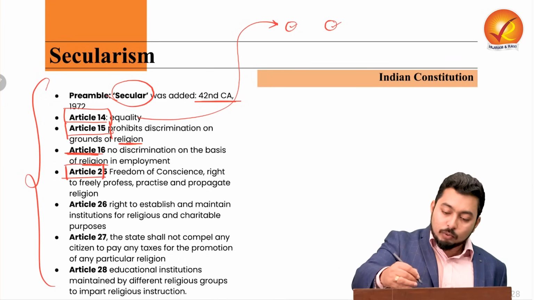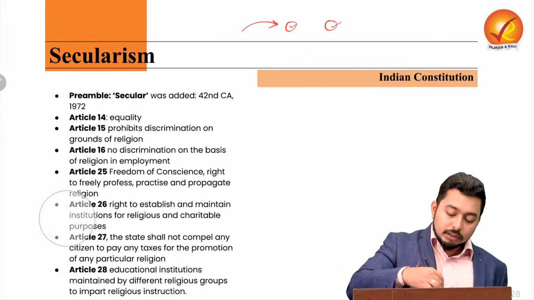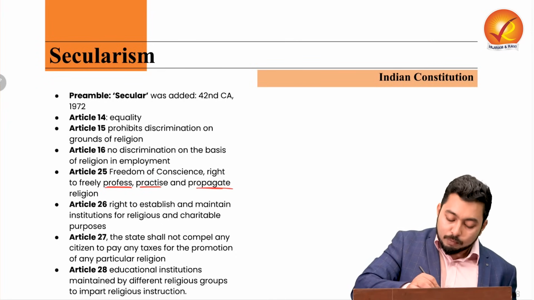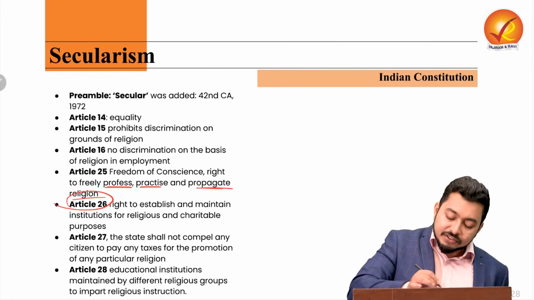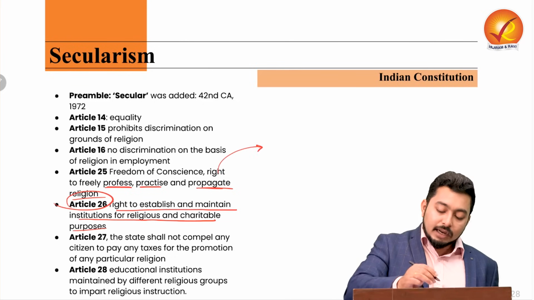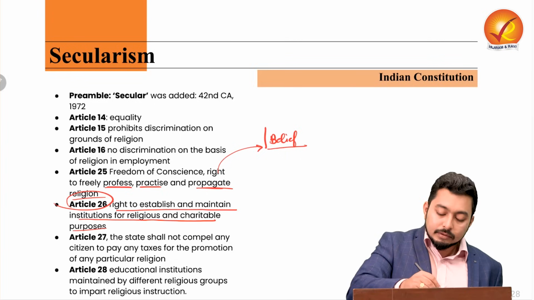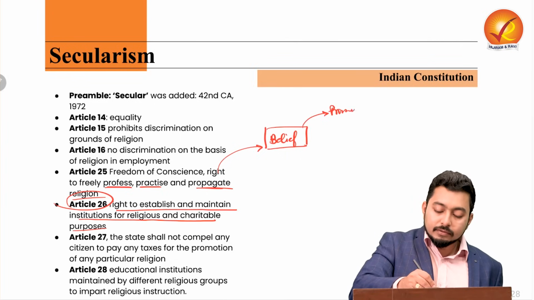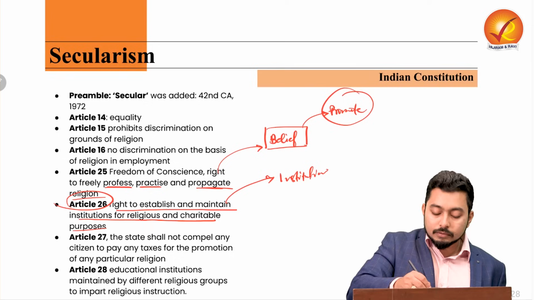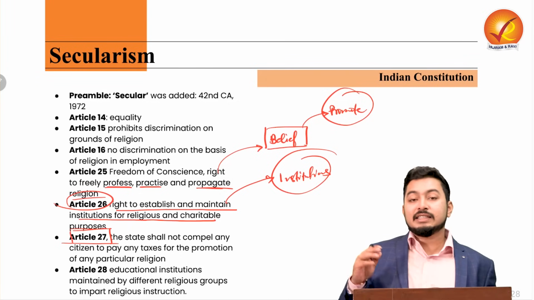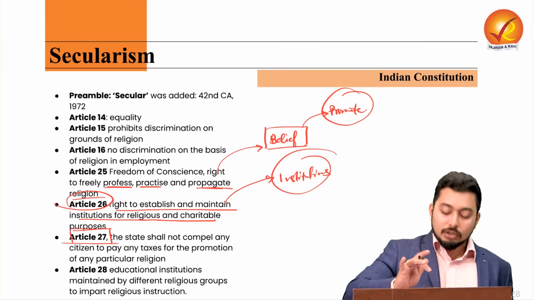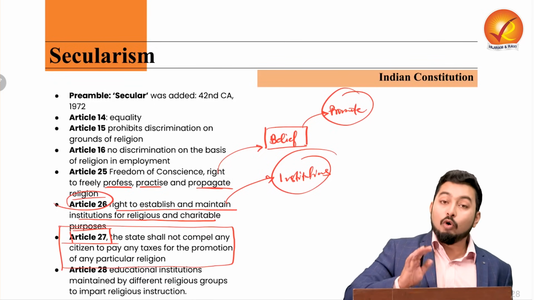Then Article 25 talks about the freedom of conscience as well as triple P. Triple P is profess, practice and propagate one's religion. Article 26 gives us the right to establish and maintain institutions for religious and charitable purposes. That means here I can have a belief and I can promote that belief. Now to promote that belief, I can create institutions also. And Article 27 says that the state cannot ask for a tax or any levy or any charge to promote a particular religion. So, principled distance from all religions.